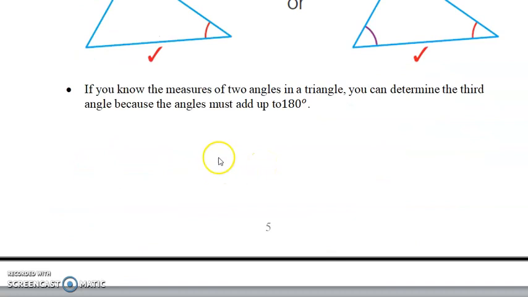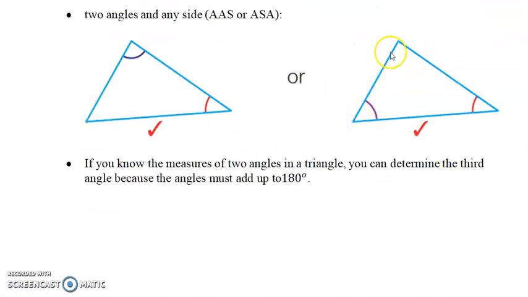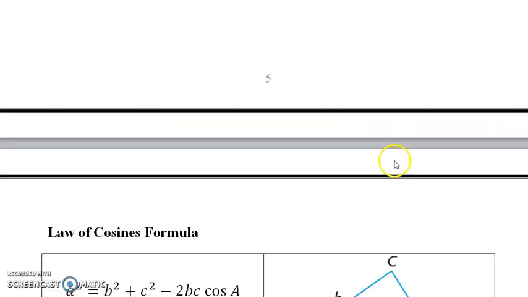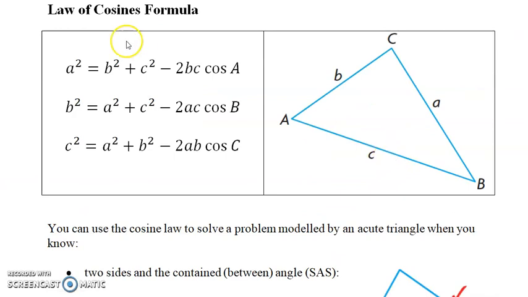And obviously, if you know the measures of 2 angles in a triangle, you know the third, right? So if I have these 2 angles, I know the third, they add up to 180, which is quite obvious, right? Okay? And then we have the law of cosines formula. It's a little more complicated. We have a squared equals b squared plus c squared minus 2bc cos A, or of course we can switch the a and the b, right? So b squared is equal to a squared plus c squared minus 2ac cos B, or c squared is equal to a squared plus b squared minus 2ab cos C.